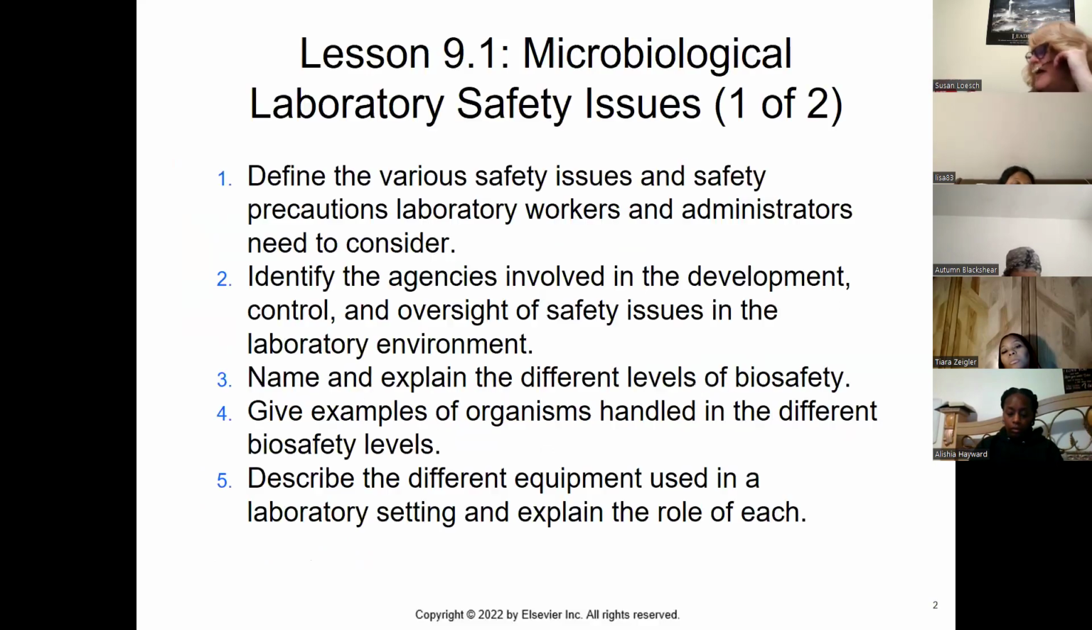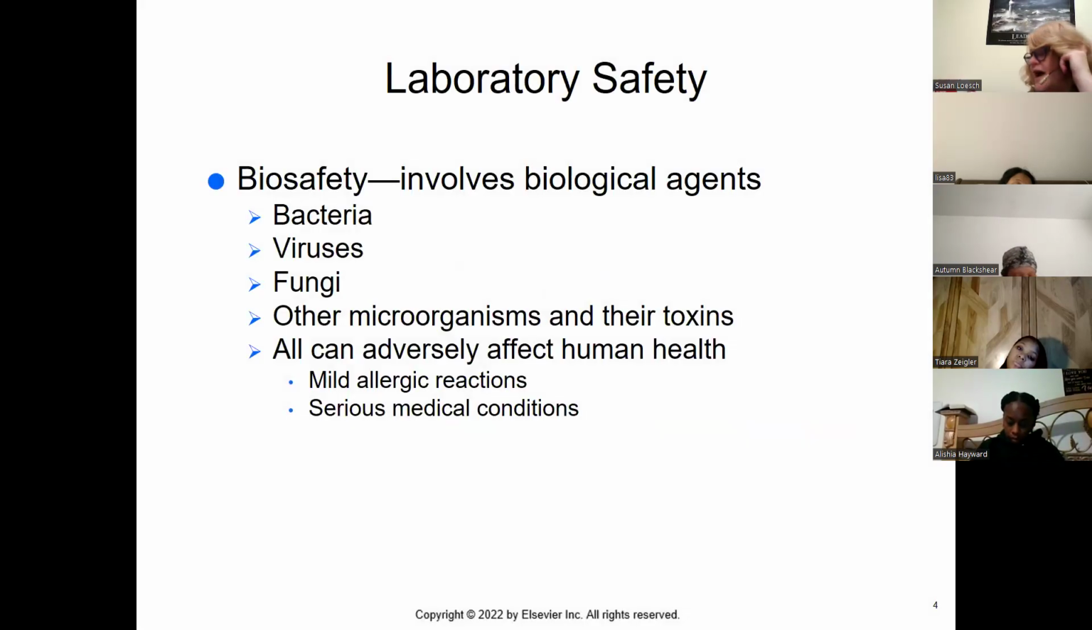Right, so we have three agencies that look at acceptable guidelines for the labs as far as safety, and that is going to be OSHA, which is the Occupational Safety and Health Administration, the CDC, and the WHO. The U.S. Department of Health and Human Services is the lead agency charged with protecting the health and safety of all Americans. So most labs are going to follow the OSHA guidelines.